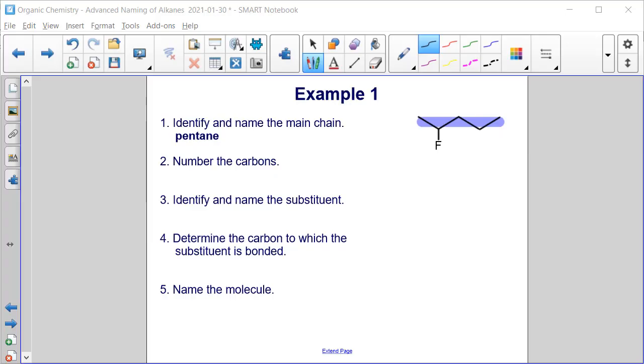Once we've identified that main chain, we just have to number the carbons. We can see this fluorine is closest to the left side, so it's pretty straightforward to start numbering closest to that F. 1, 2, 3, 4, 5. Of course, if we started here, we'd be further away. This would be a 4 instead of a 2. So we want that lower number.